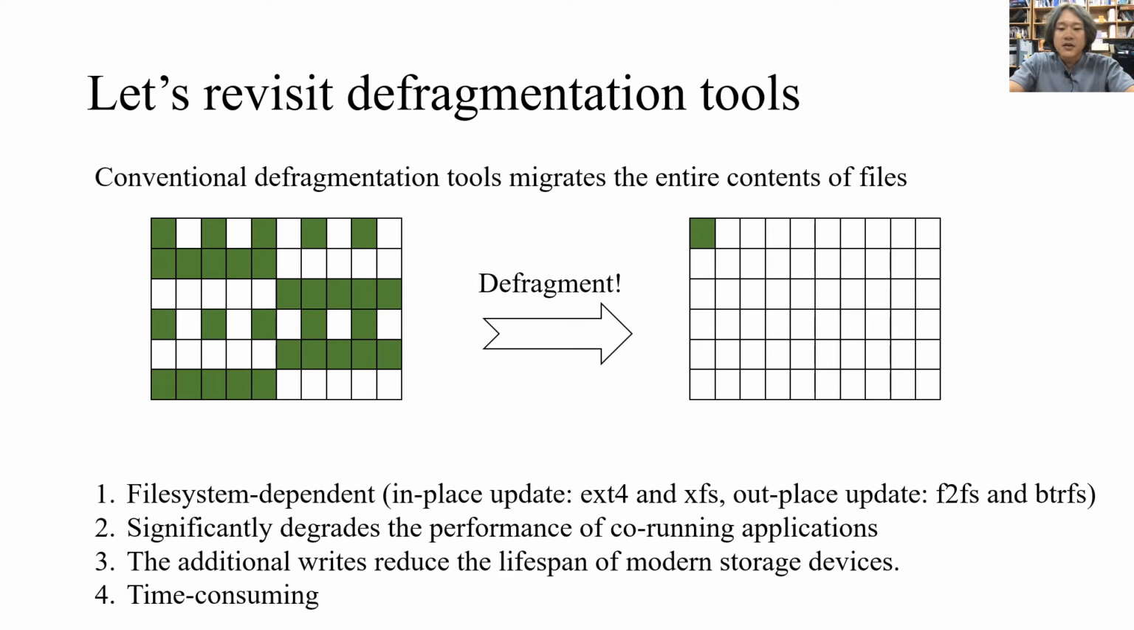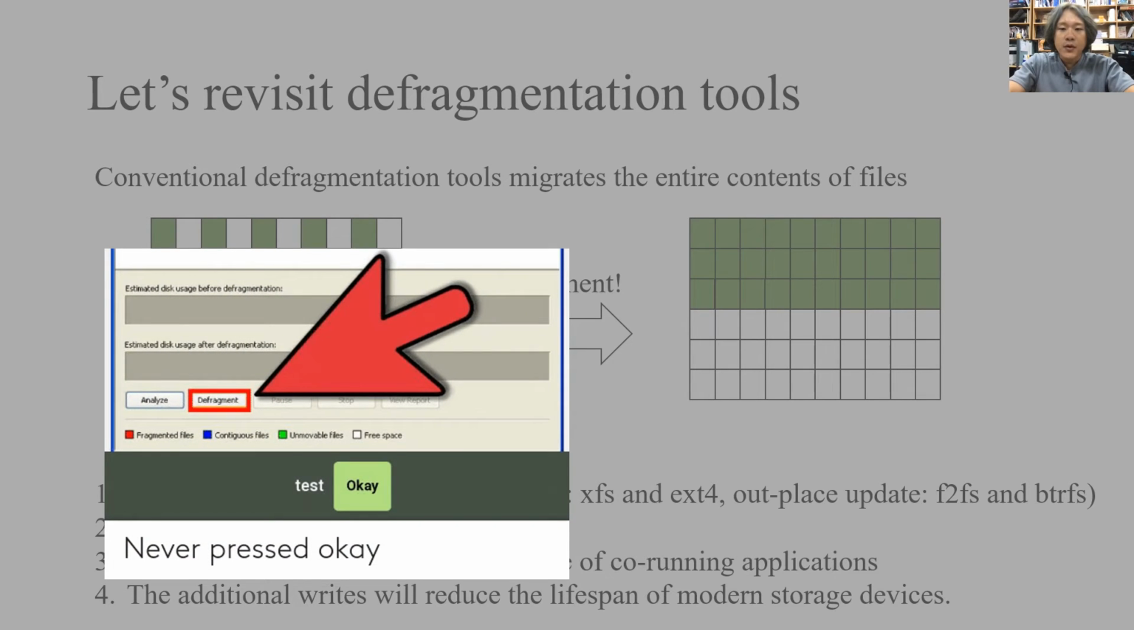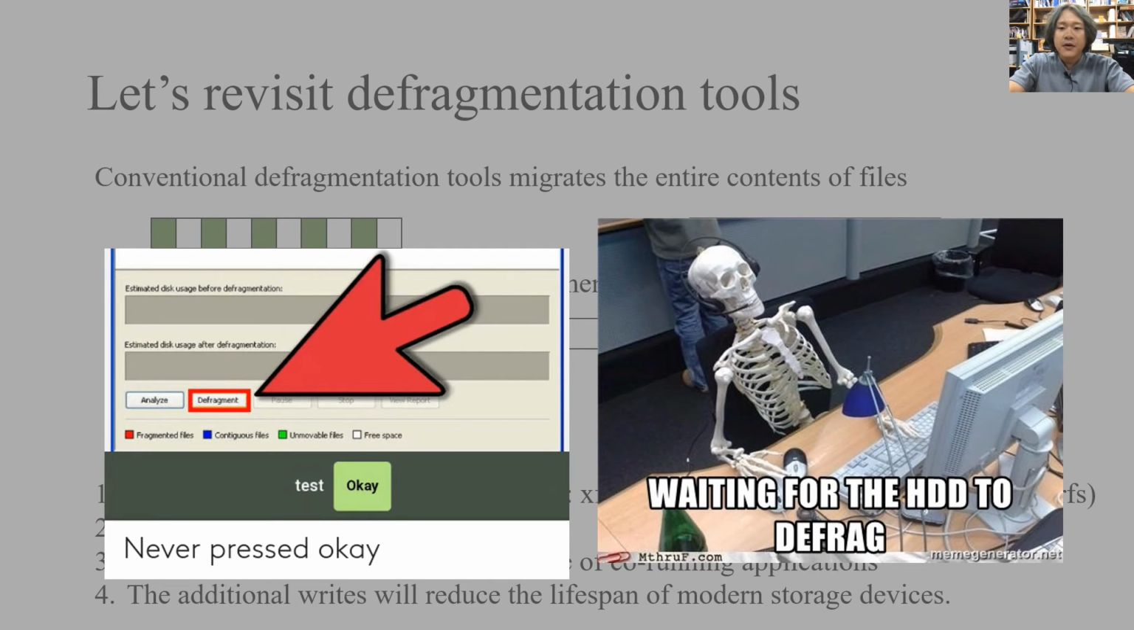Second, the conventional tools are designed under the assumption that the underlying storage device has seek time. Therefore, they migrate the entire contents of data, which significantly degrades the performance of co-running applications. Third, modern storage devices have a limited lifespan. Therefore, the additional bulk writes incurred by defragmentation reduce their lifetime. Finally, it is really time consuming. Therefore, people are actually afraid of using defragmentation.